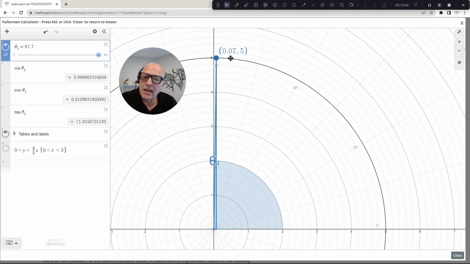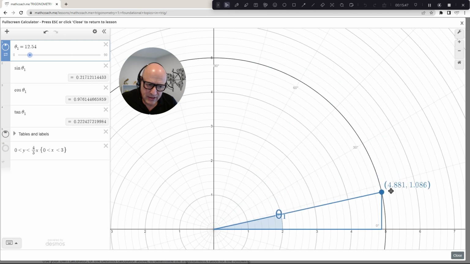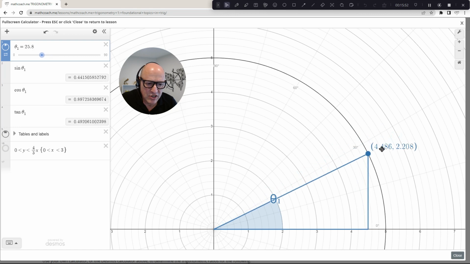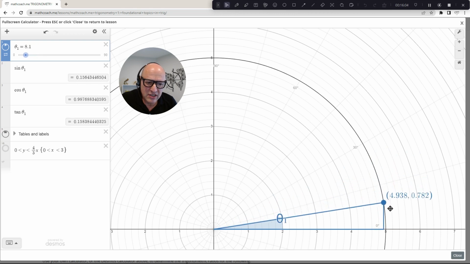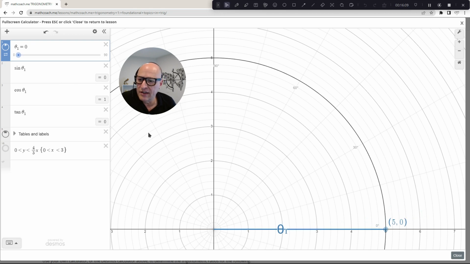Okay, the same thing would happen at the other end. As I approach 0 here, my adjacent side is getting longer and longer and approaching 5. My opposite side is getting shorter and shorter and approaching 0. And when I get right to 0, the opposite side is gone. That's why sine of theta at 0 degrees is 0, because the opposite side is 0. 0 divided by 5 is 0.